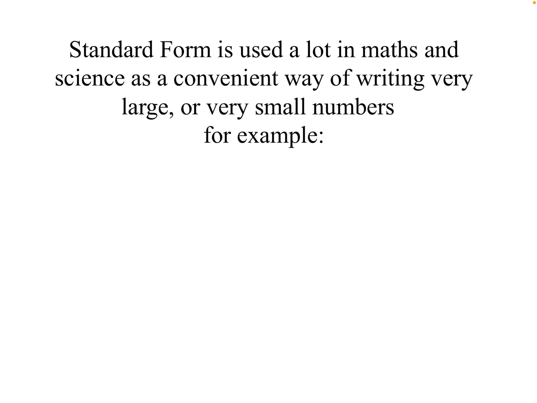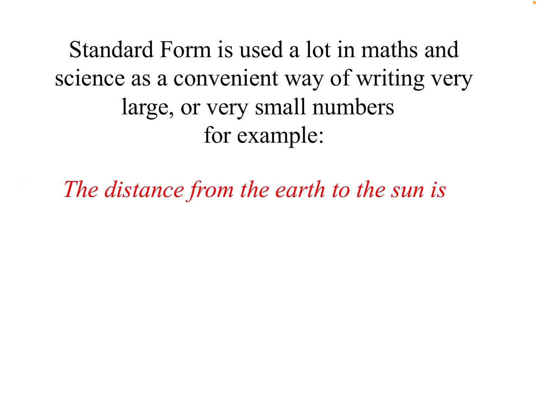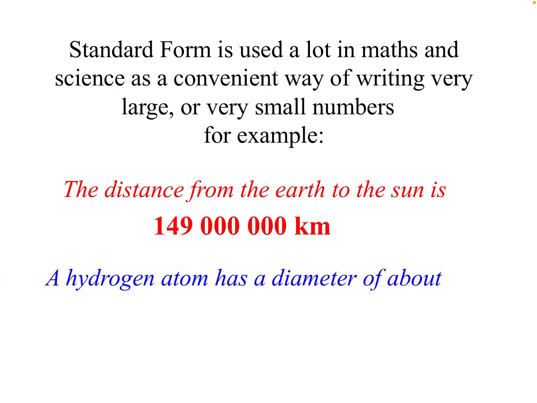Okay? And what we use it for is for writing out really large numbers. For example, the distance from the Earth to the Sun is a really large number. It's 149 million kilometers. We can write this number in standard form to help us save a bit of time. But we can also use it for really small numbers. So a hydrogen atom has a diameter of about 0.00002 micrometers. That's really small. We can use standard form to write this number in a quicker way.